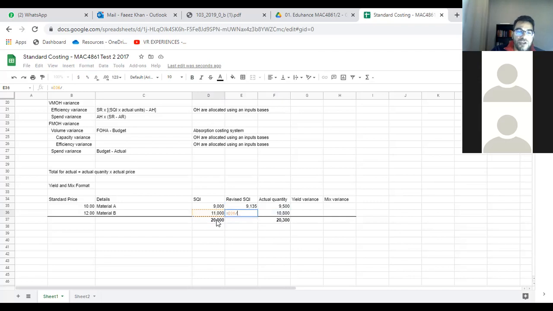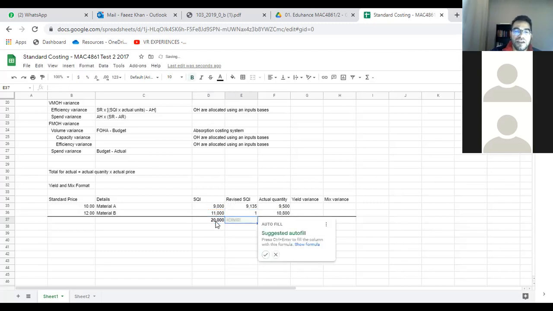11,000 divided by 20. So we're getting the weighting of product B. So we're saying what percentage of all the material is product B? So we're saying 11 out of 20. That is similar, you think about WACC. So what percentage of total material should product B be?